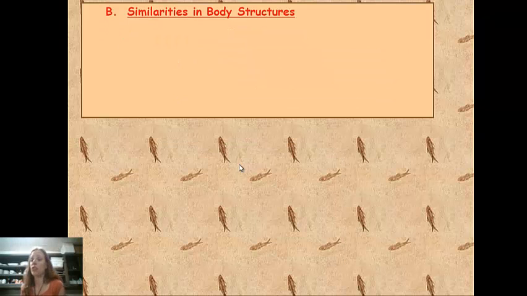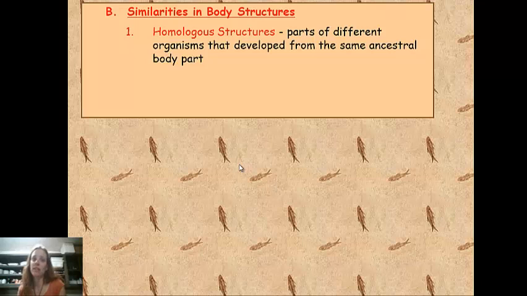Similarities in body structure shouldn't come as any surprise, since there are similarities in embryos, and embryos are when our body structures begin to develop. So we call these homologous structures. Homologous structures are parts of different organisms that develop from the same ancestral body part.